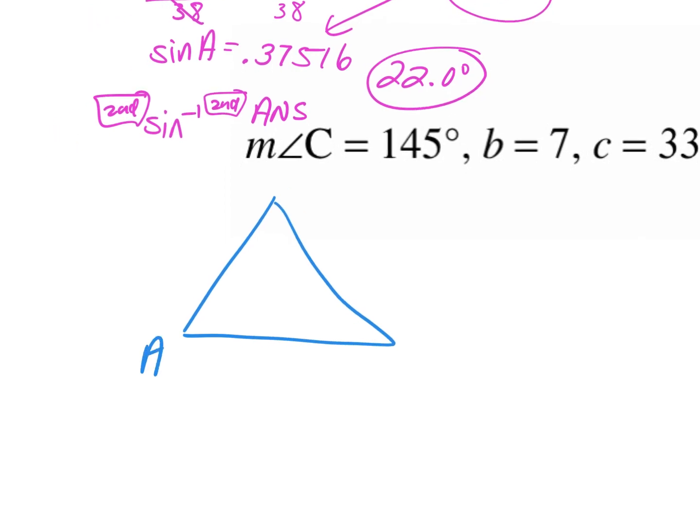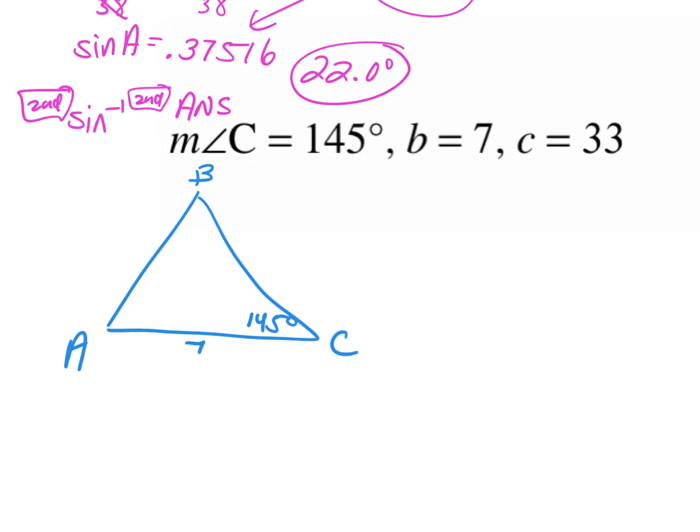I have A, I have B, and I have C. All right, they told me the angle C is 145 degrees. That's a very big angle. They told me that side B is 7, so across from B is 7, and they told me that across from C is 33. So I am looking for angle A, angle B, and side A. So what's the first thing that I should write down?